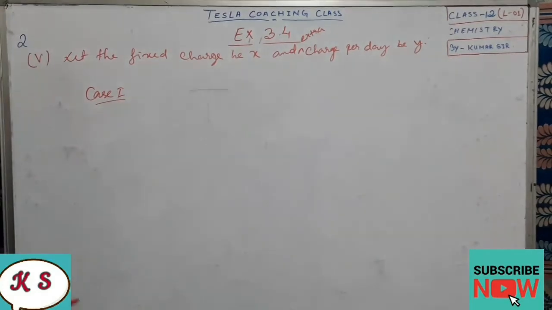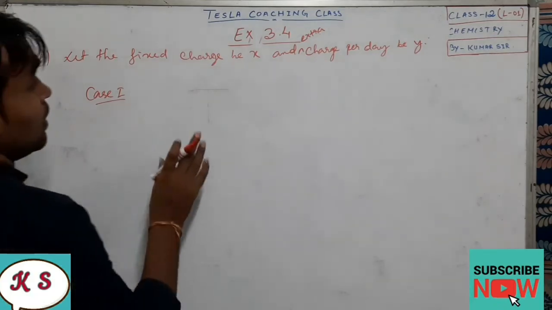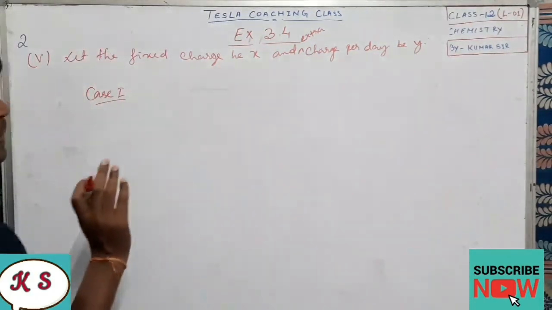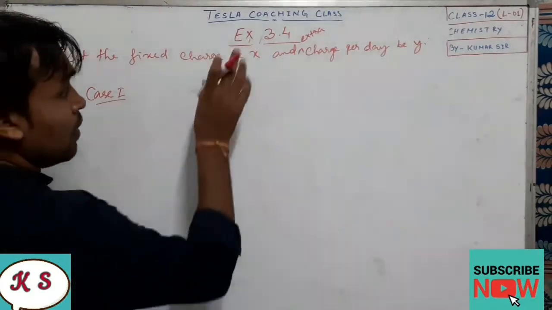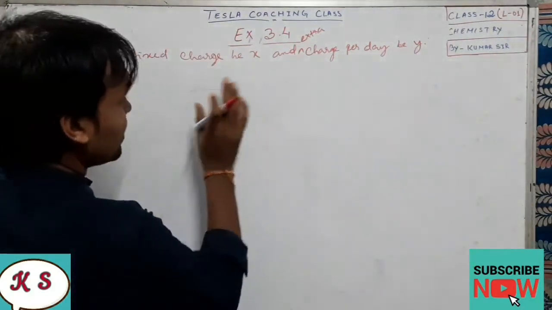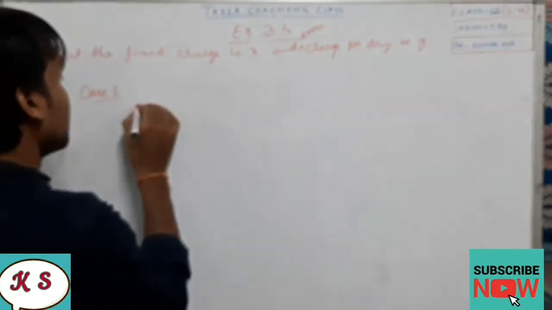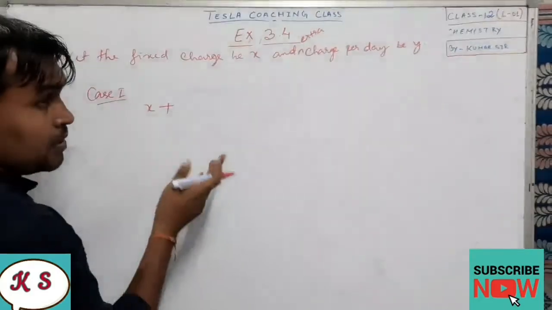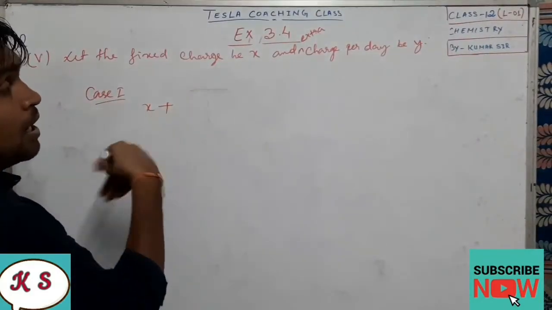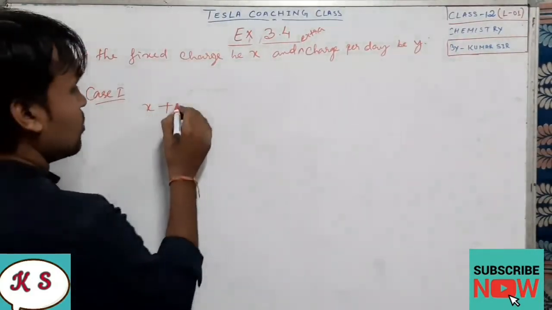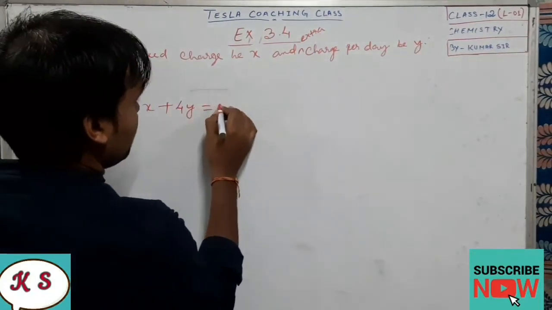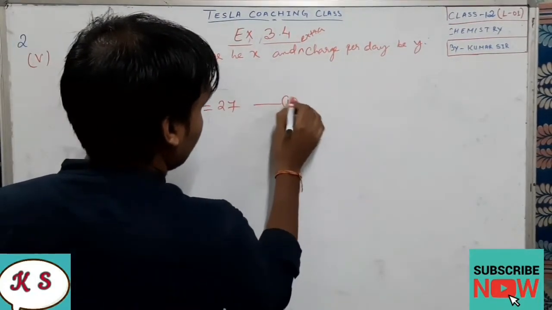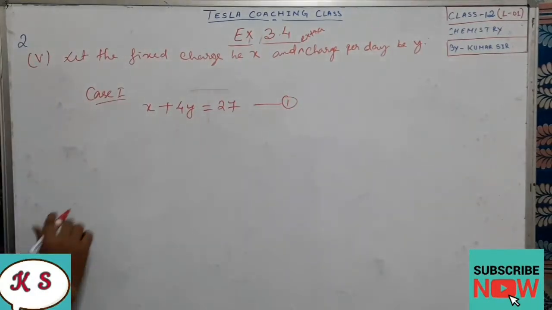So in case 1, dear students, see, Sarita paid 27 rupees for 7 days. 7 days she has taken the book. For that she paid 27 rupees. But one thing is fixed: first three days they are charging X rupees. So that one is X. So remaining how many days is left out of 7? 4 days. So for those 4 days she has paid extra, which will be 4Y, and she has given together 27 rupees. So this is your equation.